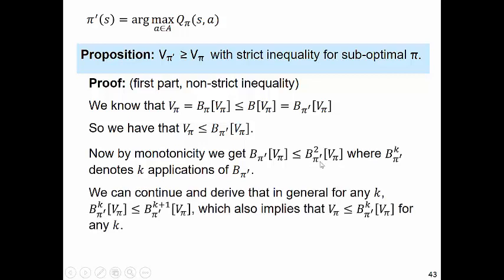And we can continue, and we can keep on doing that. We can keep applying it here and applying it here. And we get a whole series of inequalities. B to the k of pi prime applied to v pi is less than or equal to B to the k plus 1 of pi prime applied to v pi. Right? So you get this for all k, this is going to be true. And that, just chaining those together, lets you say that v pi is less than or equal to k restricted Bellman backups applied to v pi.